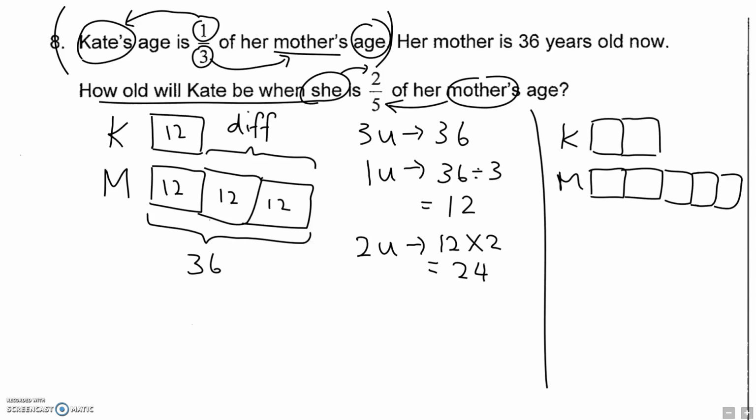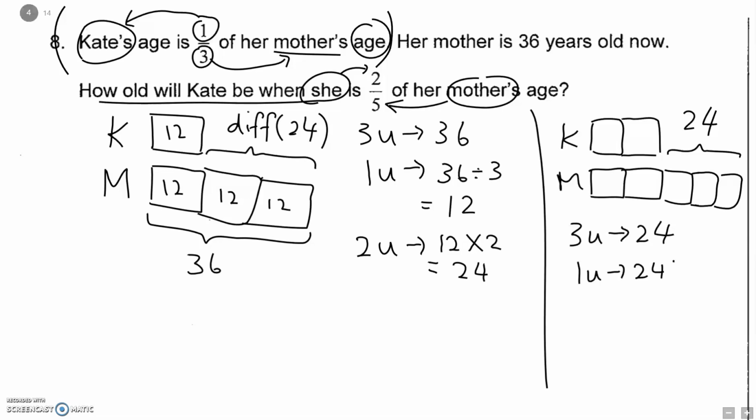Now, one thing that you know, definitely, the mom is definitely older than Kate. And the difference between them, remember, is always the same, which means it's always going to be 24. You notice that difference is always 24. Over here, no matter how many times it has changed, they will still be 24. This time round, 3 units is 24 instead. 1 unit gives you a 24 divided by 3, which is 8.